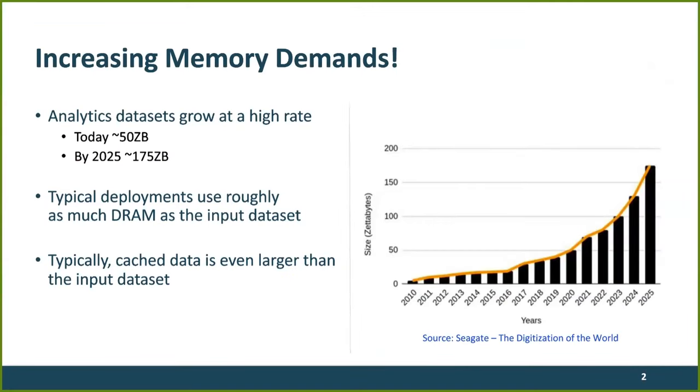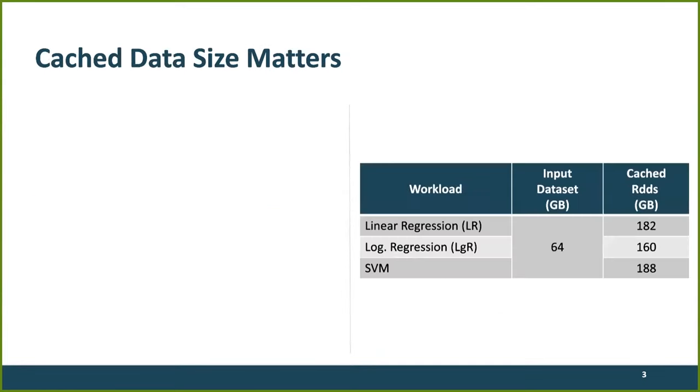Today, there is an increasing memory demand. Analytics datasets grow at a high rate. Today, the global data sphere is estimated at 50 zettabytes, and in 2025, it's going to be 175 zettabytes, 3.5 times higher. So a typical deployment uses roughly as much DRAM as the input dataset, and typically, cache data is even larger than the input dataset. Let's see an example in Spark, where we have machine learning computation. We have linear regression, logistic regression, and SVM workloads that use a 64 gigabyte dataset, but the cache data is three times higher.